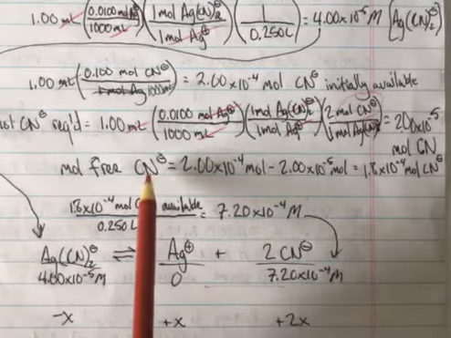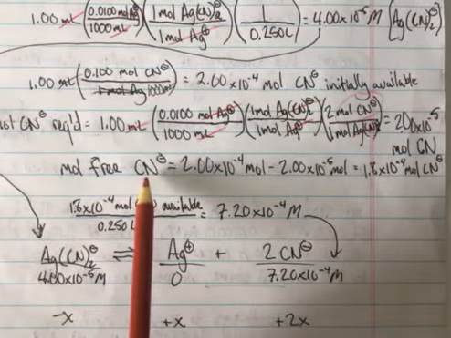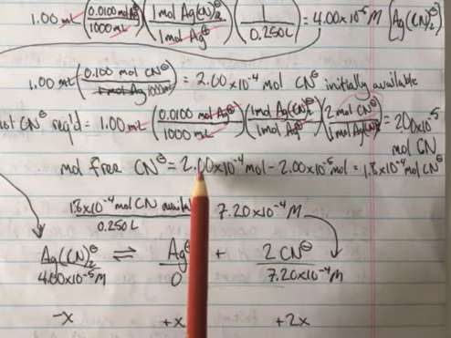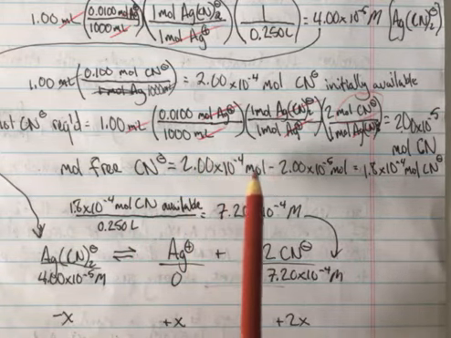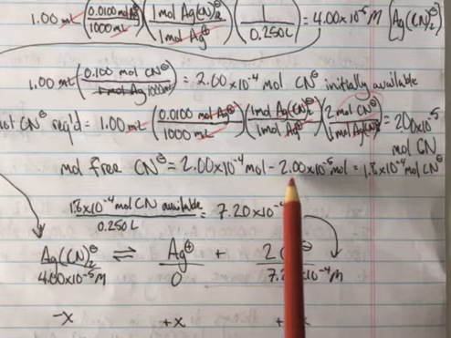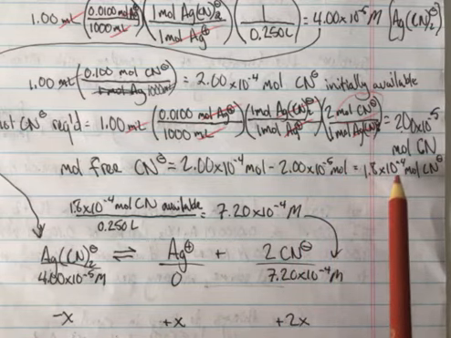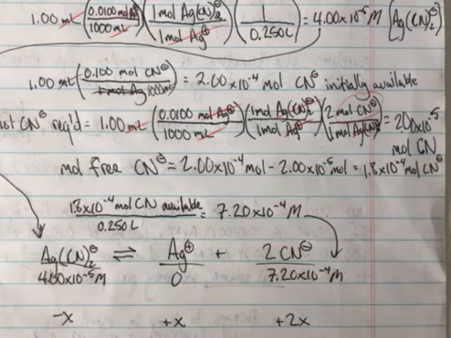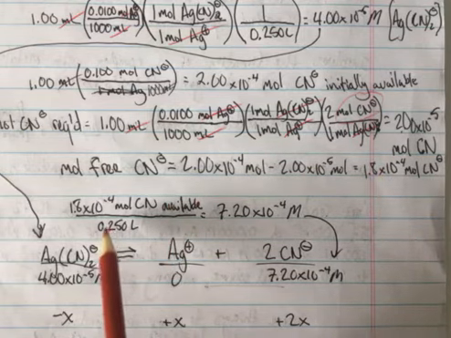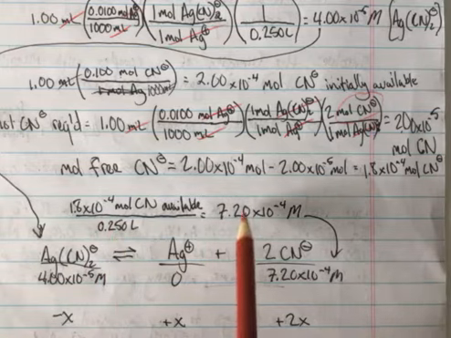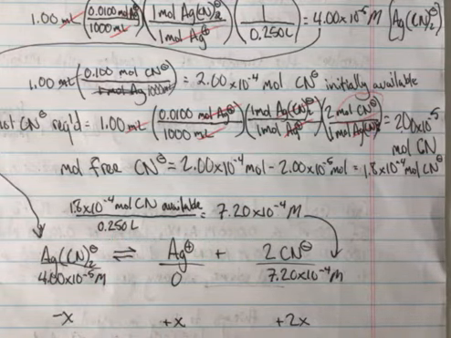Moles of free CN minus is going to be 2.00 times 10 to the minus 4 moles, subtracting 2.00 times 10 to the minus 5, and that's going to give you 1.8 times 10 to the minus 4 moles of CN minus. Okay, so with that amount available, dividing that by 0.250 liters, that's going to give you 7.2 times 10 to the minus 4 molarity.